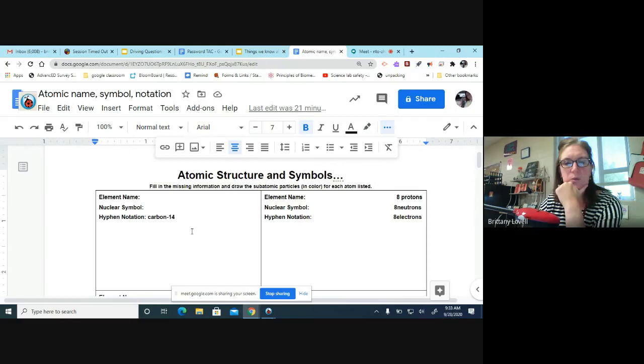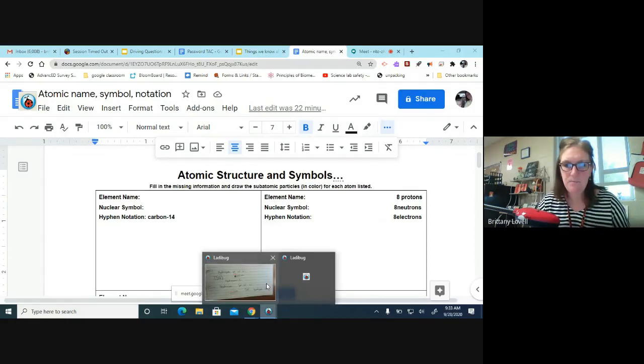For instance, on this one right here, I gave you carbon-14, but I want to know the element name and the nuclear symbol, and then you're going to have to draw it out, and you're going to need your colors. So let's do this one together. You can do this on a piece of notebook paper and submit it, or you could try to draw it on this sheet. Personally, I think it's a lot easier to write it in a notebook, and then take a picture and upload it.